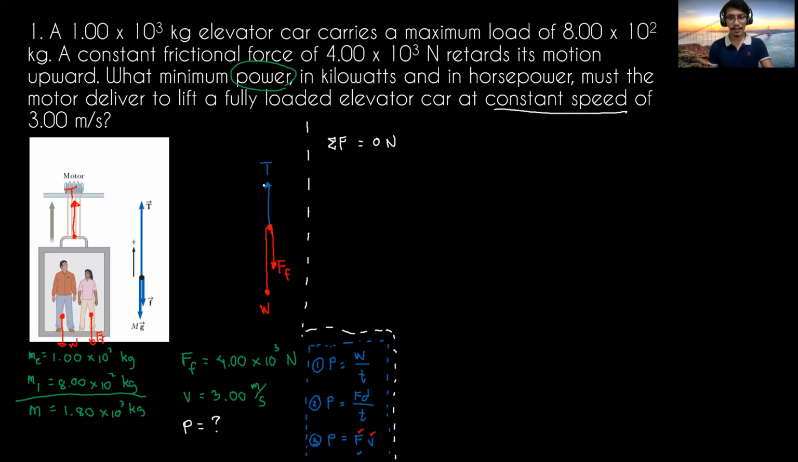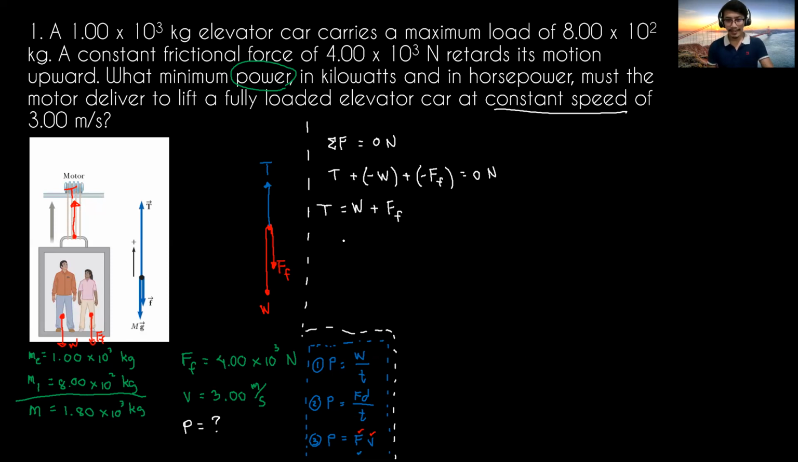So what are the forces present along the y? We have tension, which is positive because it is upwards, plus the weight, which is negative because it is downwards, plus the frictional force, which is also negative because it is downwards, must be equal to 0 Newton. So that means tension here, which is what we need because that's the equation here, is just equal to the weight. Transpose it to the other side of the equation. That is equal to the weight plus the frictional force.